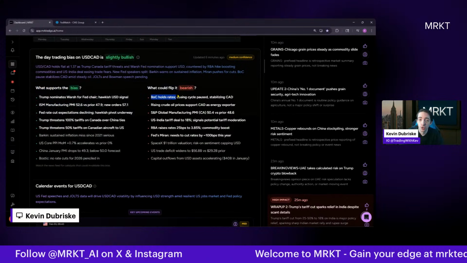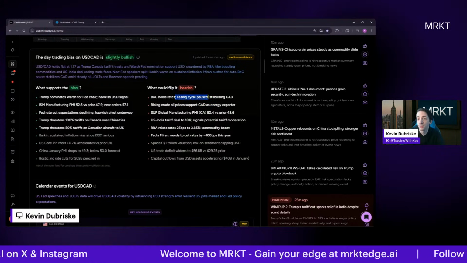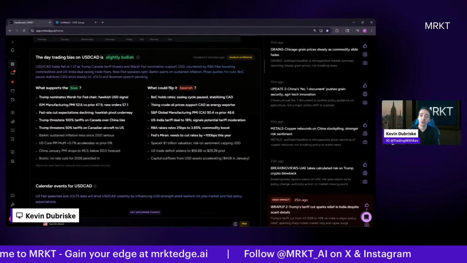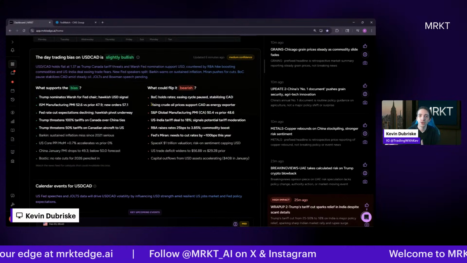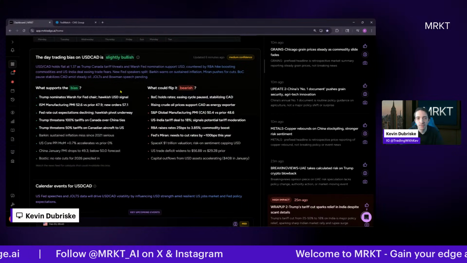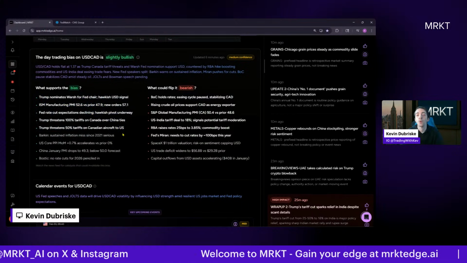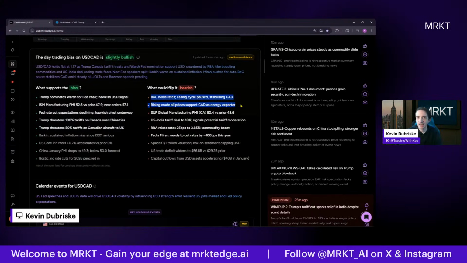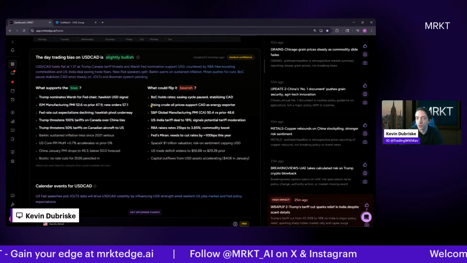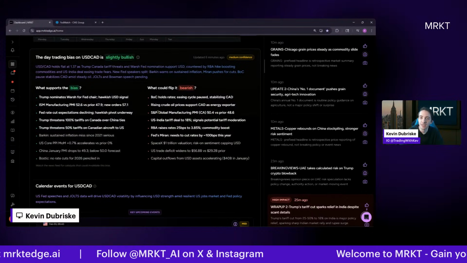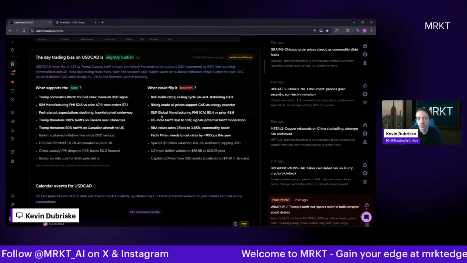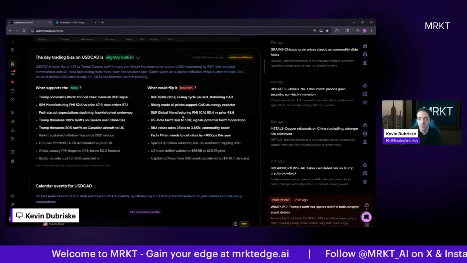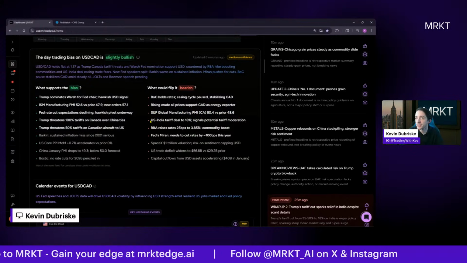Bank of Canada holds rates, easing cycle pause, stabilized CAD. So it tells you from both narratives which direction could really hold through. If right now we're slightly bullish, this is what's holding us. But what can bring us to a more slightly bearish tone? These catalysts right here. Rising crude oil prices support CAD as energy exporter. S&P Global Manufacturing, 50.4 beats prior, 48.6.